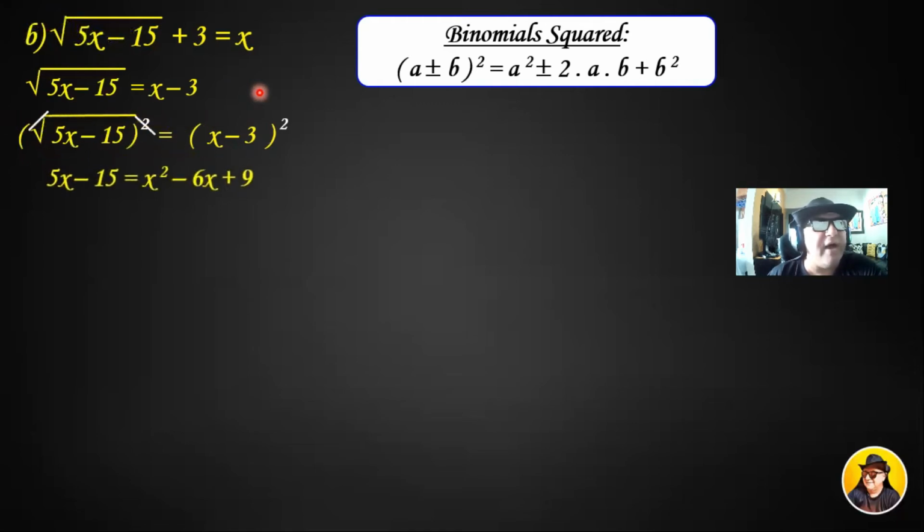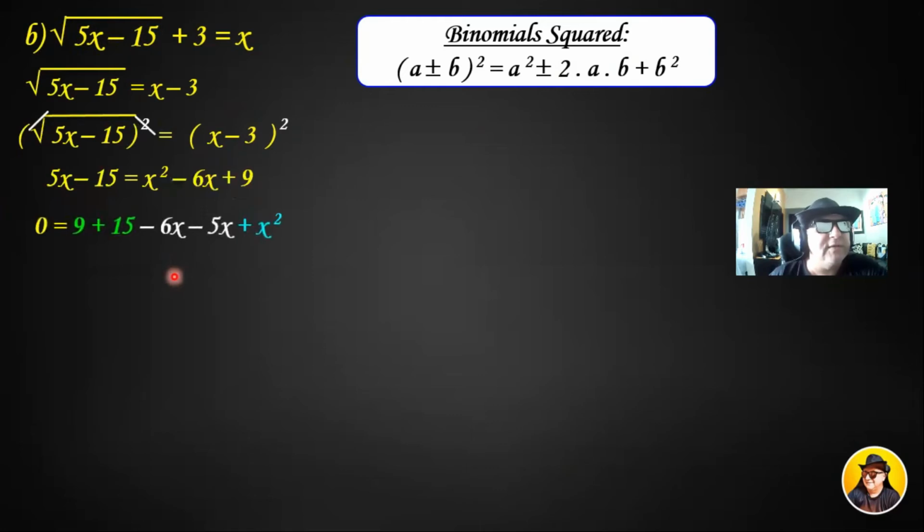So we have 5x minus 15 is, remember, x minus 3 is squared. So it can be done like this: x squared minus 2 times a times b, also 2 times x times 3, it is negative 6x, and 3 squared, that is 9. Okay, now let's organize according to their similar terms.